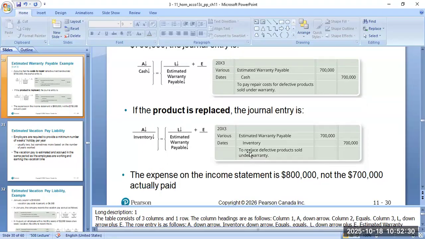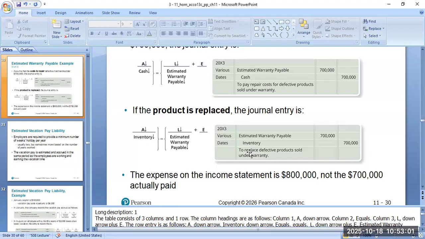Now, as you can see, we're going to have warranty expense of $800,000 and the actual payment of $700,000. What that means is that in the estimated warranty payable account, we're going to have a credit balance of $100,000, which is going to carry forward to the next year.